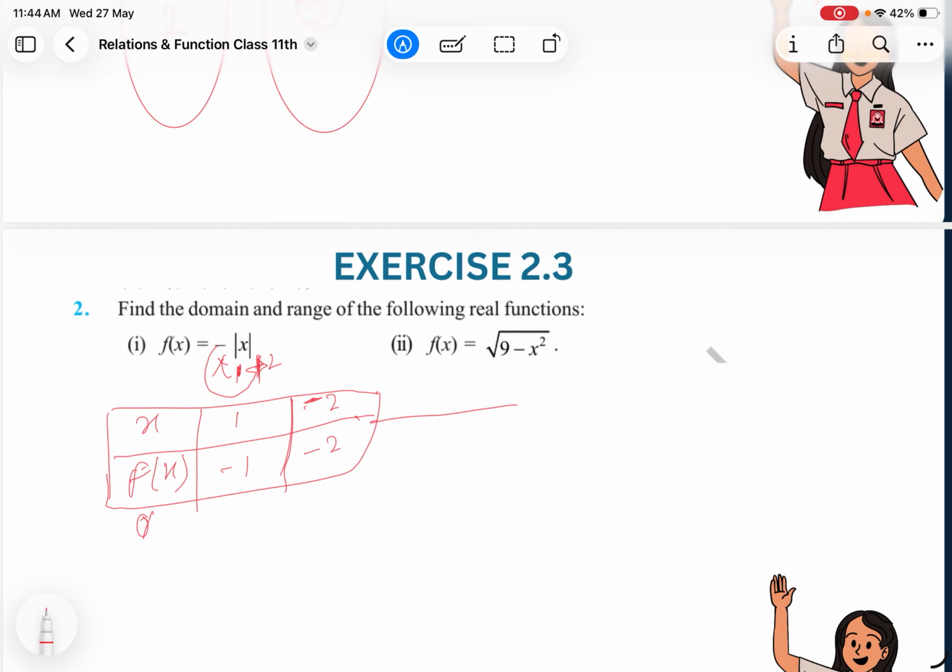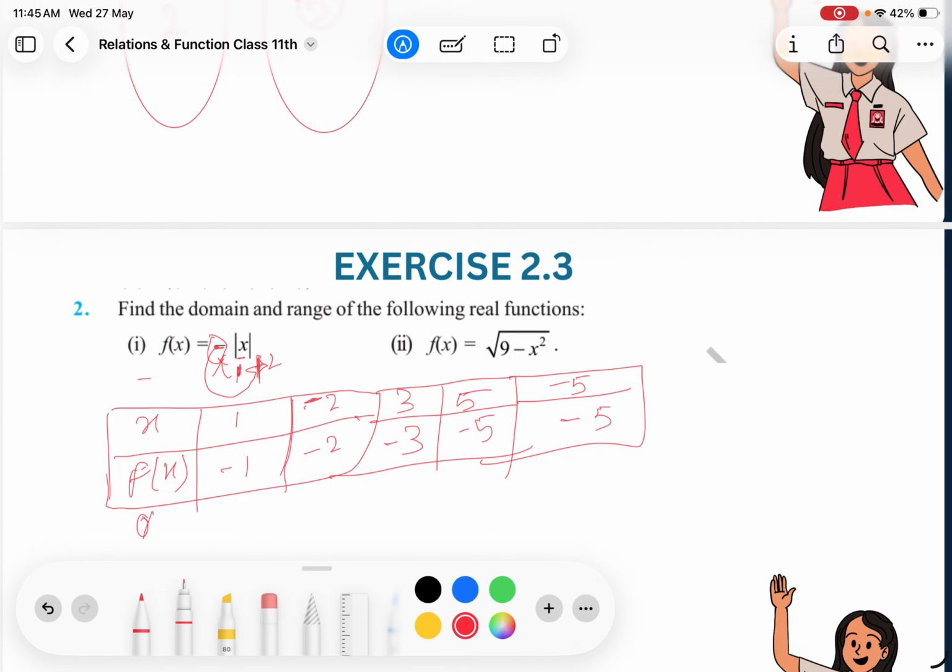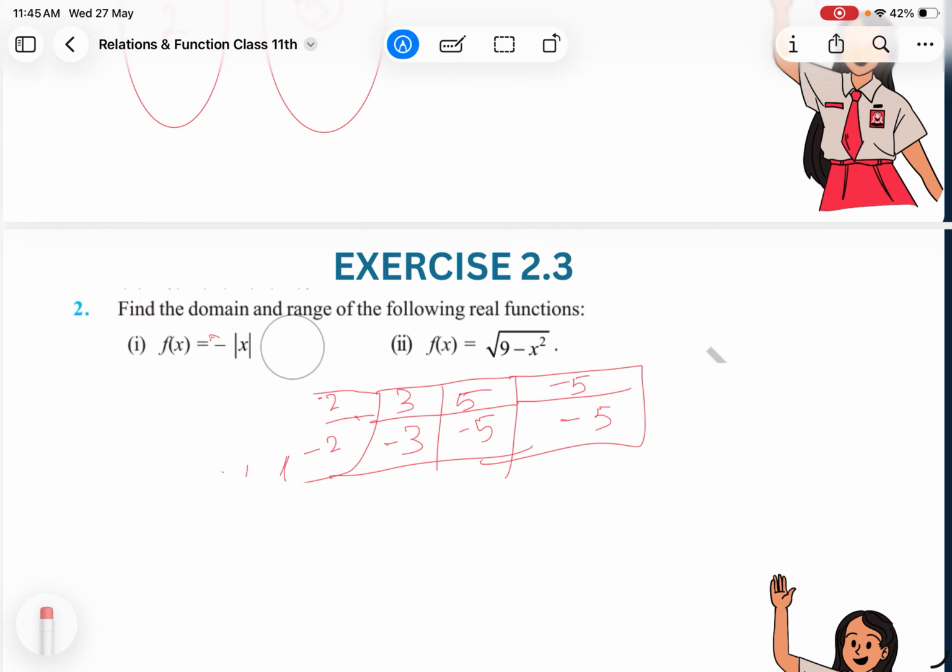Okay, if you put 3, then it will be minus 3. If you put 5, it will be minus 5. If you put minus 5, then mod will convert it to a positive, and after that we are applying minus here, so it will be minus 5. Okay, so there is no other condition; the only condition is whatever the result of mod, we have to apply the minus after that. Okay, I hope you understood this, right?